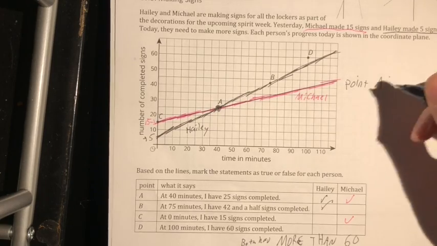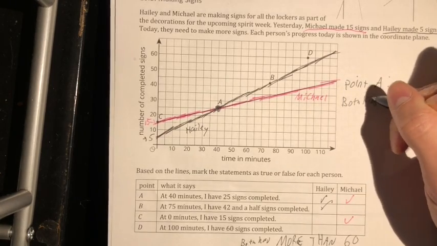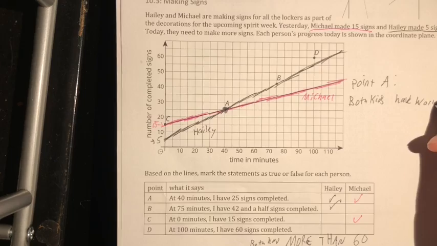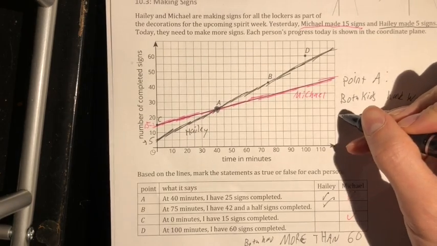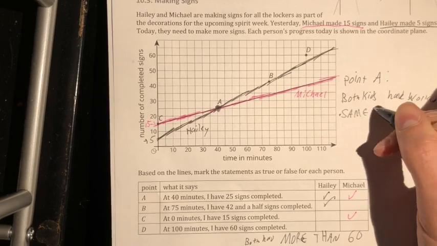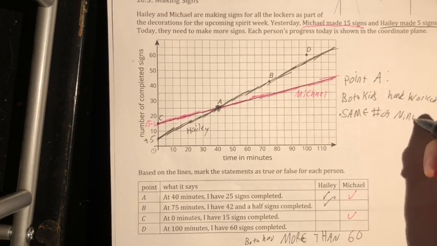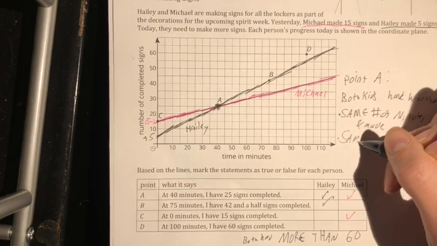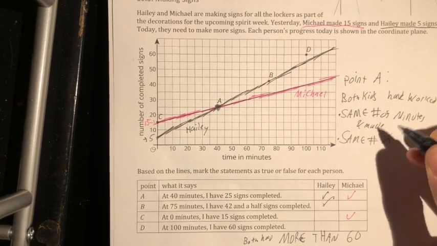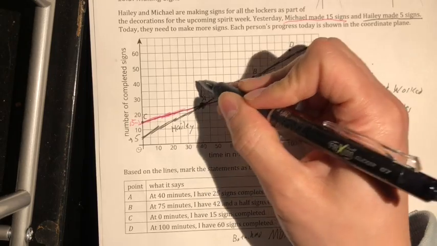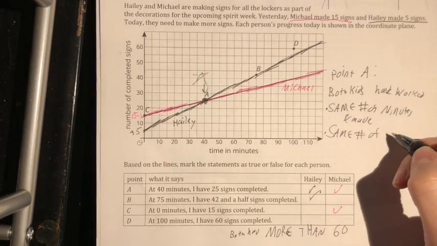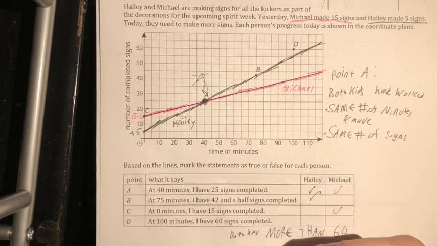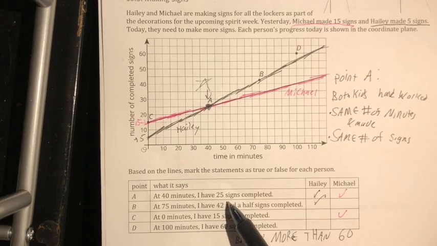So point A is where both kids have worked the same number of minutes and made the same number of signs. One of the really important things about this is interpreting that point right there. That's our solution point, that's what we care about, that intersection. So that point tells us that at 40 minutes, both kids had 25 signs completed.